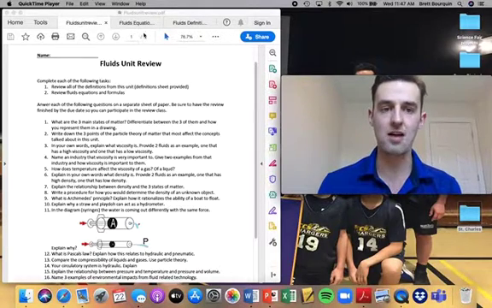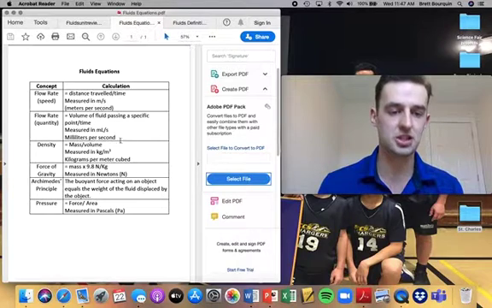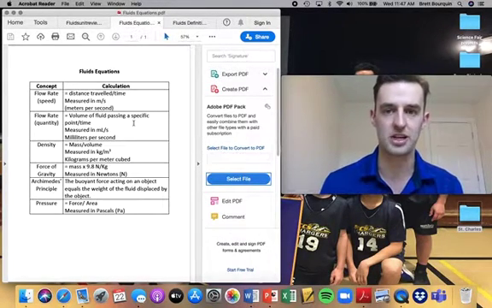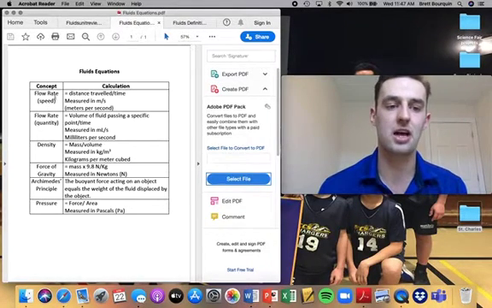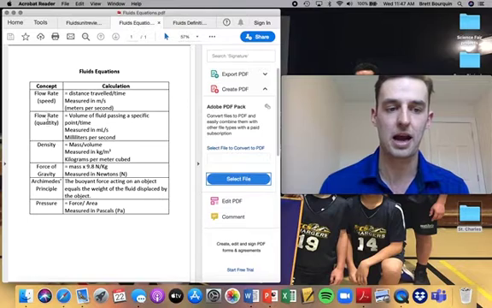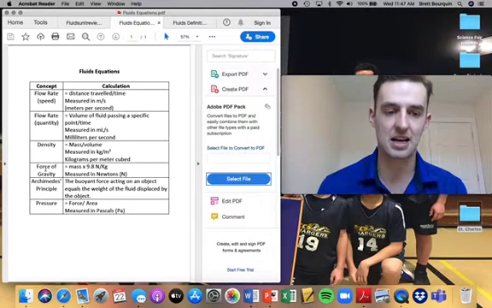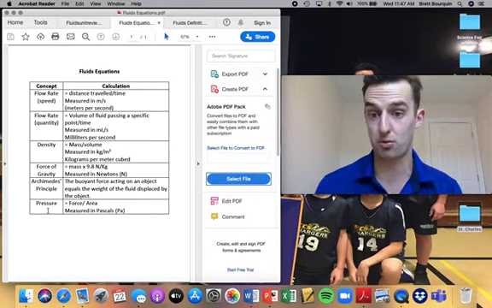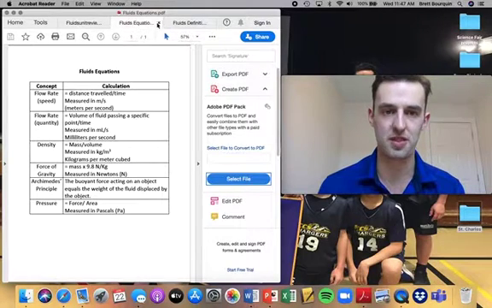So I've included these two sheets with it as well. There's nothing to do with this worksheet because these are just calculations and formulas that we've used in this unit for how to calculate the speed of flow rate, how to calculate the quantity, how to calculate density, how to calculate the force of gravity, Archimedes' principle, as well as pressure. Those are the main formulas that we've used. So there's nothing to really do with this sheet.